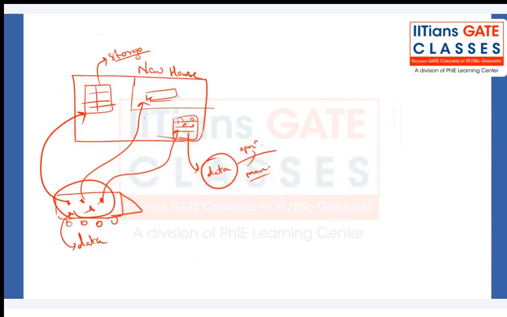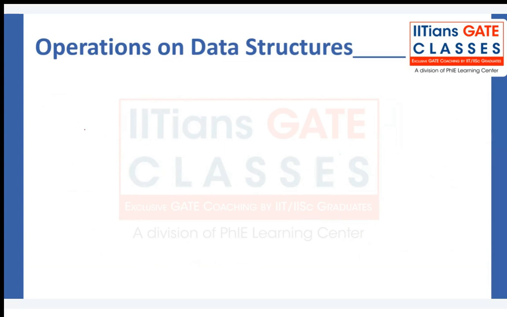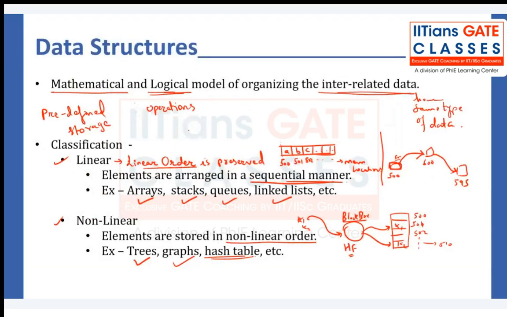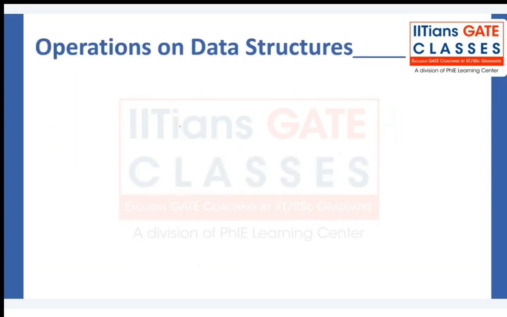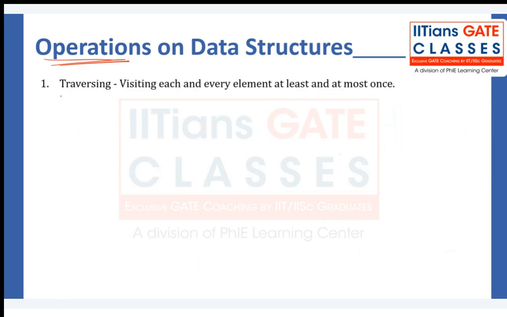Okay, so we'll move on to the next slide. So now what we have looked at, we have defined what data structures are. The mathematical part is sort of defined here. Now what about the logical part? When we look into any type of data structure, we look at what kind of operations we can perform on that, right? Some of the very commonly used operations that we would see, the first one is traversing. Traversing says that we visit each and every element at least and at most once. This is just a fancy way of saying we visit every element exactly once.